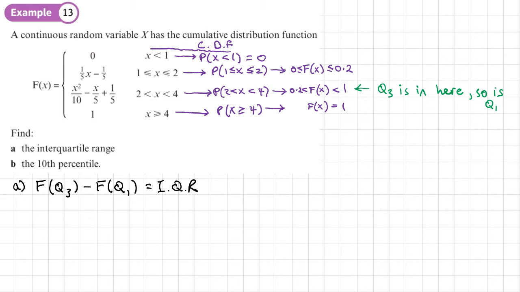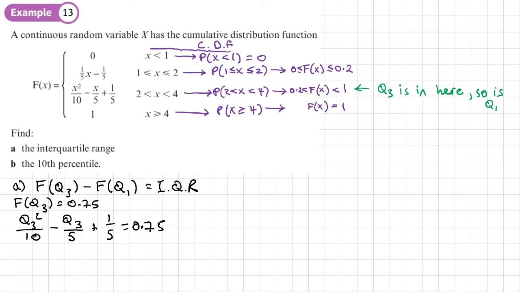So now we can start doing the working. The upper quartile is going to be found where the CDF is equal to 0.75. And I've decided that it's going to be this function that I use. So instead of using x, I'm going to use Q3. So I will have Q3 squared divided by 10 minus Q3 over 5 plus a fifth equals 0.75. So the rest is now about solving that equation.